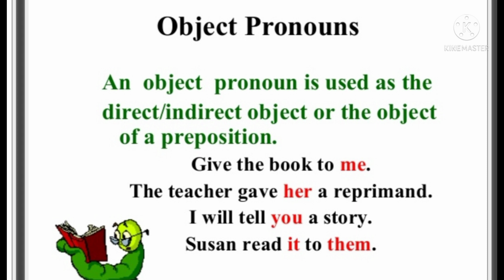Susan read it to them. It answers the question what, and them answers the question whom. When a word answers the question what or whom, it's called an object. So if it is answering the question what, that is the direct object. When it answers the question whom, that is called the indirect object.